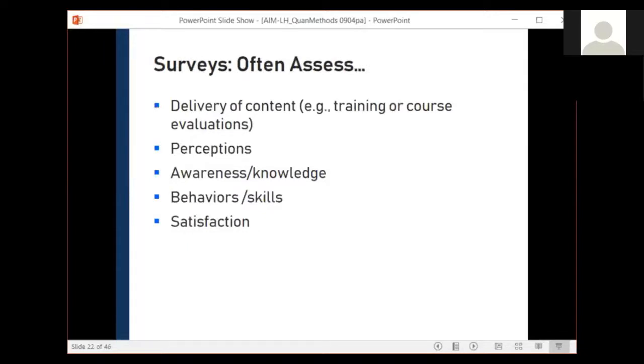Moving now to surveys, which we use a lot in both process and outcome evaluation, we can learn a number of things from people's self-report, such as how training content delivery went, people's perceptions, say, of neighborhood conditions, awareness of a new policy, knowledge about healthy eating, behaviors such as tobacco use, alcohol use, or self-reported skill levels, or satisfaction with a training, or satisfaction with a new policy or procedure.